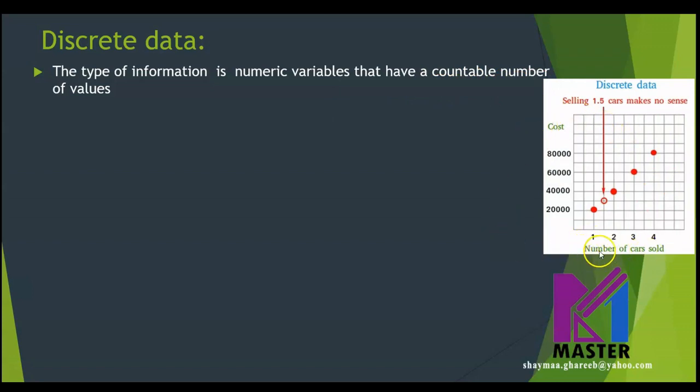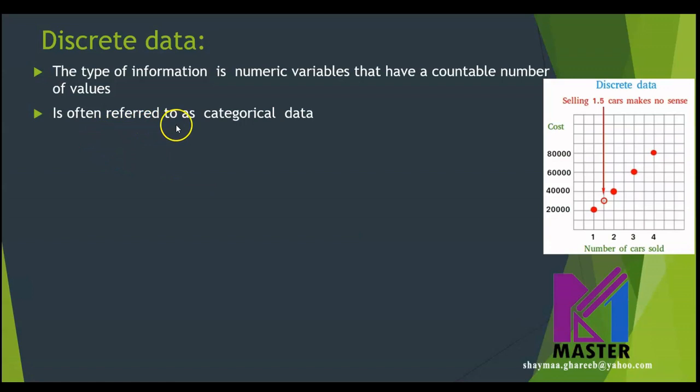The data here is number of cars sold. So I have 1 car, 2 cars, 3 cars, 4 cars. Can I say 1.5 cars? No, I cannot say 1.5 or 1.1 or 2.3. So the discrete data, the type of information, should be a countable number.